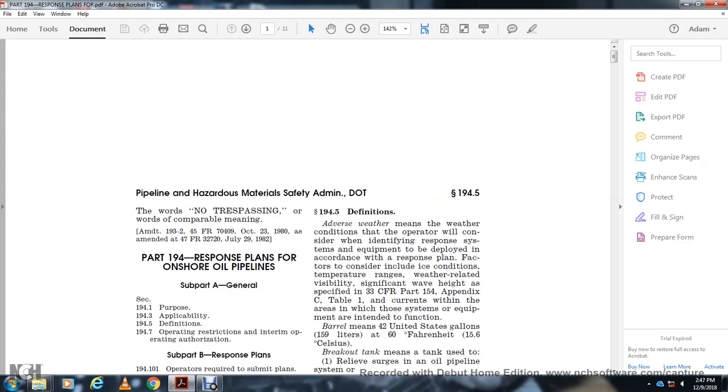194.5, definitions. Adverse weather means the weather conditions that will be considered when identifying response systems and equipment in a response plan, including factors such as ice conditions, temperature, rain, weather-related visibility, and significant wave height, as specified in Title 33 CFR Part 154, Appendix C, Table 1, occurring within the area. Barrel means 42 United States gallons at 60 degrees Fahrenheit.